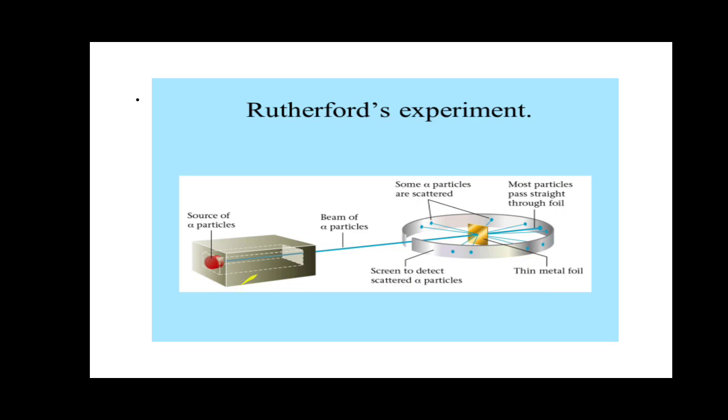Source of alpha particles, beam of alpha particles, some particles are scattered, screen to detect scattered alpha particles. Most of the particles pass straight through the foil, a thin metal foil. It is a Rutherford experiment. There is the setup of the Rutherford experiment: a source box, then a metal plate, the gold foil.